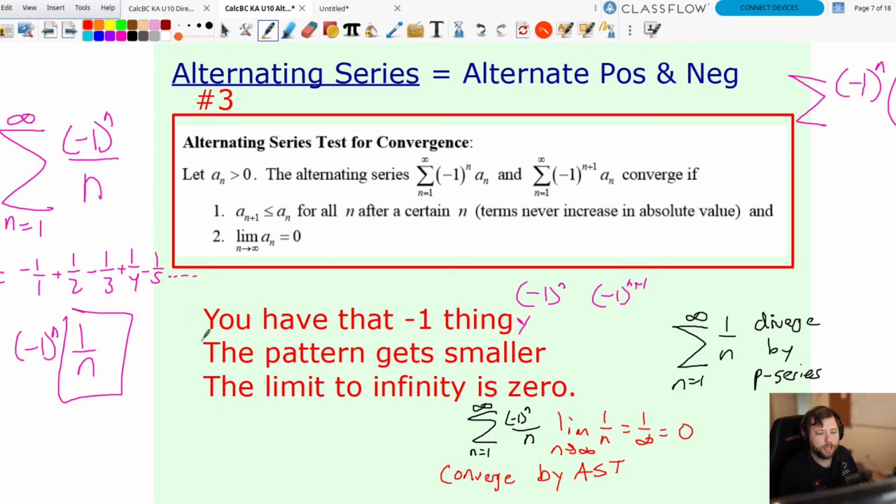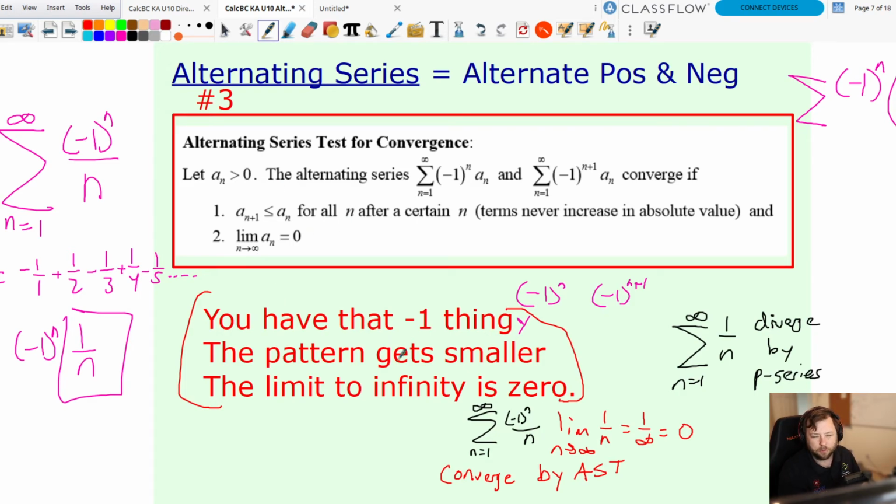These are the steps that explain this. This says that a sub n plus 1 is less than a sub n for all n after a certain n. Basically, at a certain point. So technically, you could have a series that doesn't get smaller at first, maybe it's getting bigger, but then when it goes to infinity, it gets smaller. Kind of like it goes up and then back down. So that could be okay. And the limit has to go to 0.